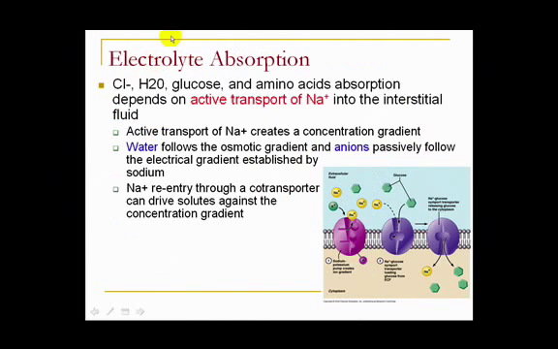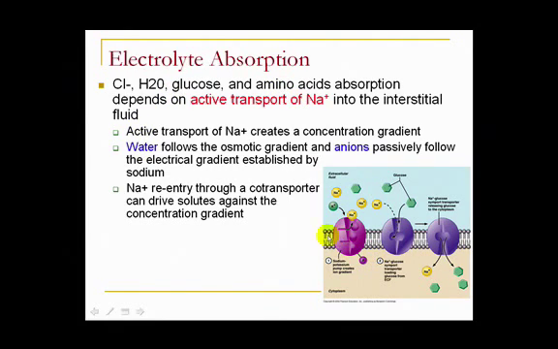Now, electrolyte absorption, for example, chloride, and then some of your nutrient absorption, such as glucose and amino acids, they all depend on the active transport of sodium into the interstitial fluid. You learned this concept back when we learned about secondary active transport. So basically, through active transport, you're creating a sodium gradient, and chloride will follow the sodium because it's a negative ion. So it's an anion that will follow the positive ion. And water will always follow the sodium because we know that water follows salt down its osmotic gradient.